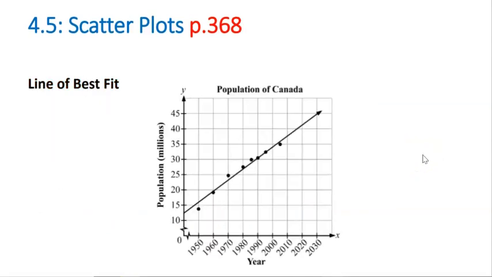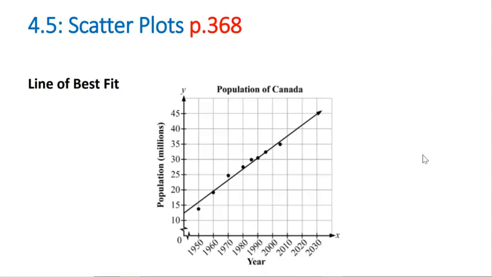Here's a graph about the population of Canada, and we can see on the x-axis it starts in 1950, and it goes beyond where we are today all the way up to 2030. We can see very clearly on the y-axis, pardon me, that we have the population in millions, and we're going up by increments of 5 million.